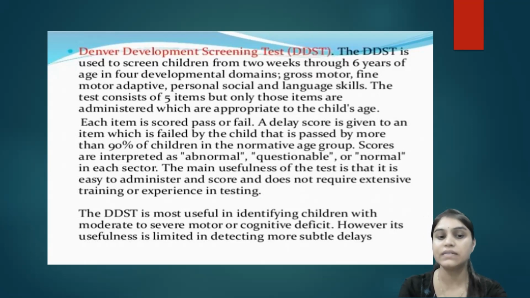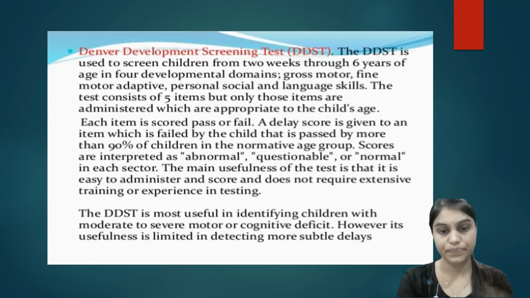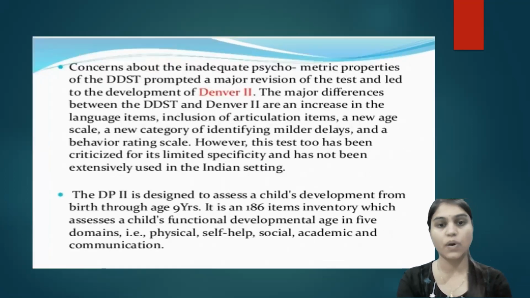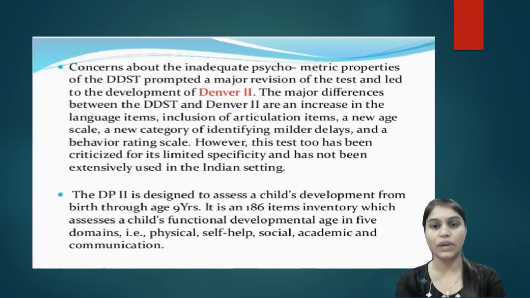The DDST is most useful in identifying children with moderate to severe motor and cognitive deficits. However, its usefulness is limited in detecting more subtle delay. Concern about the inadequate psychometric properties of the DDST prompted a major revision of the test and led to development of Denver II.